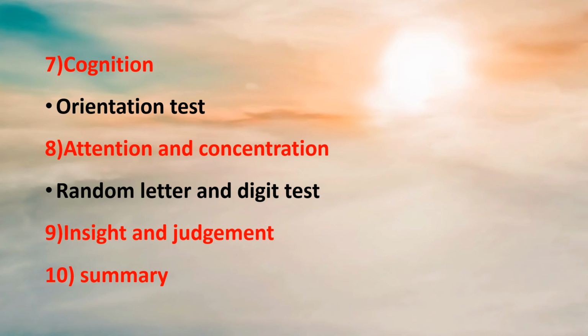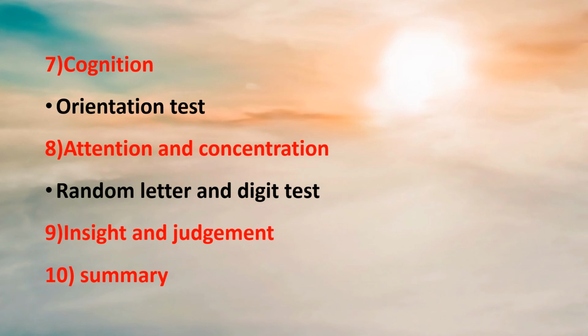Then attention and concentration, that is the eighth heading of mental status examination. Under that you can do random letter and digit tests, like count from 1 to 10, or spell from A, B, C, and raise your hand when I say B. That kind of test you have to do. Then the next component is insight and judgment. To assess insight and judgment also you can ask questions. How to ask and what type of questions you can ask, detailed information is there in the previous video. Please watch that video, how to write mental status examination.